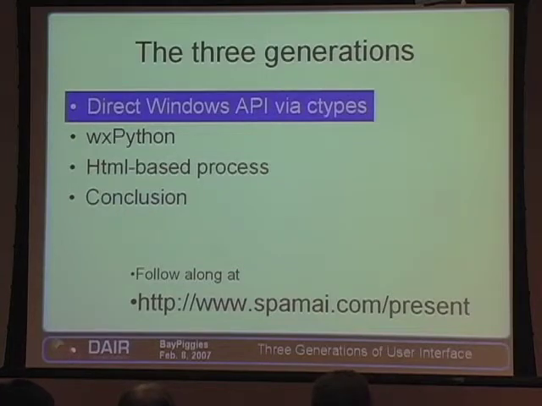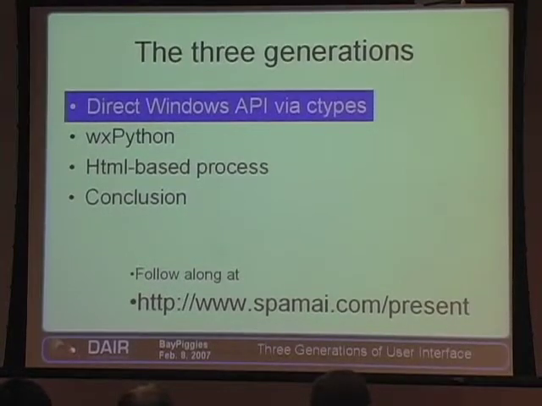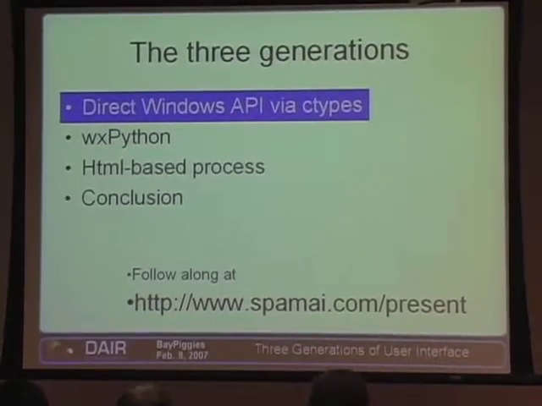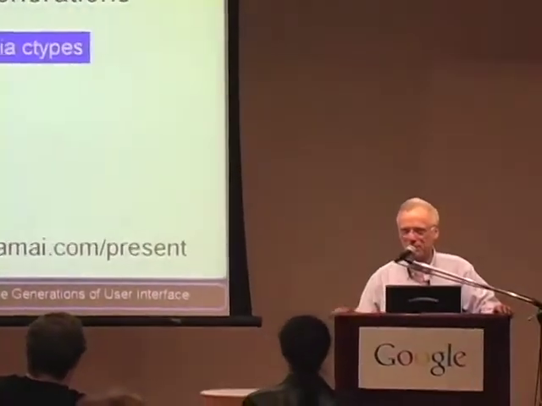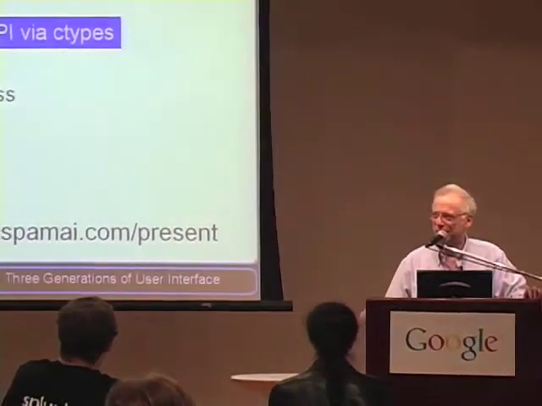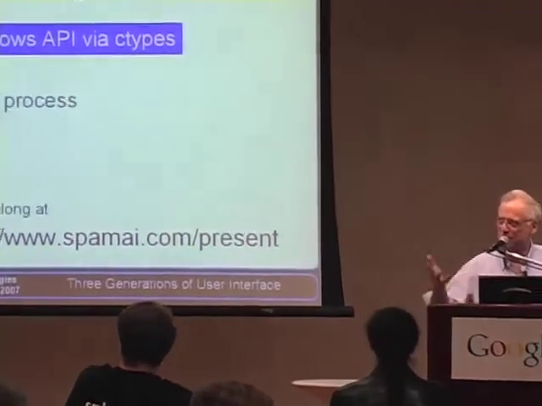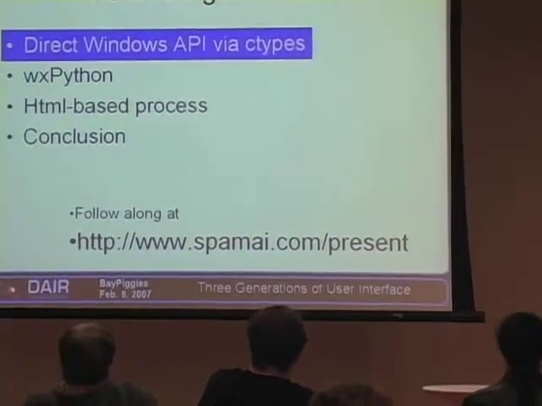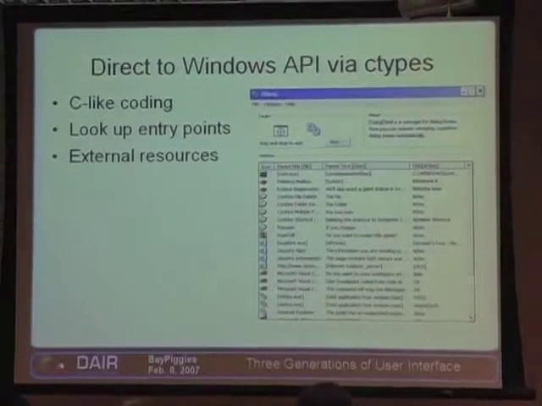For those of you who are looking at this on Google Video, there are a number of program listings that are going to be unreadable. So follow along with the URL that's listed here, and the URL will be given several times throughout. So pull it up on your computer to follow through with the program listings. So first let's start with the direct Windows API.